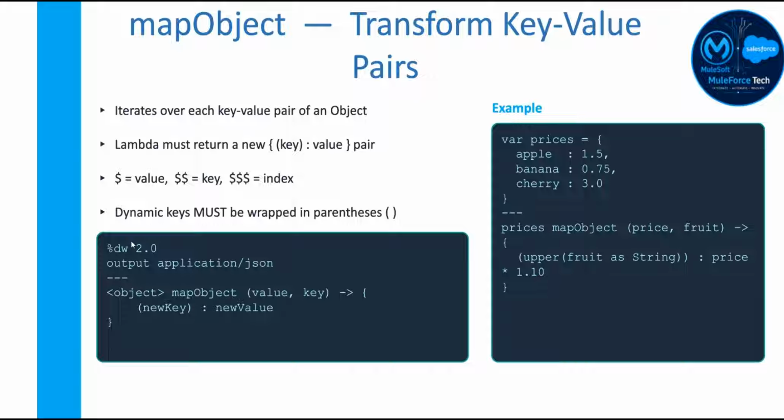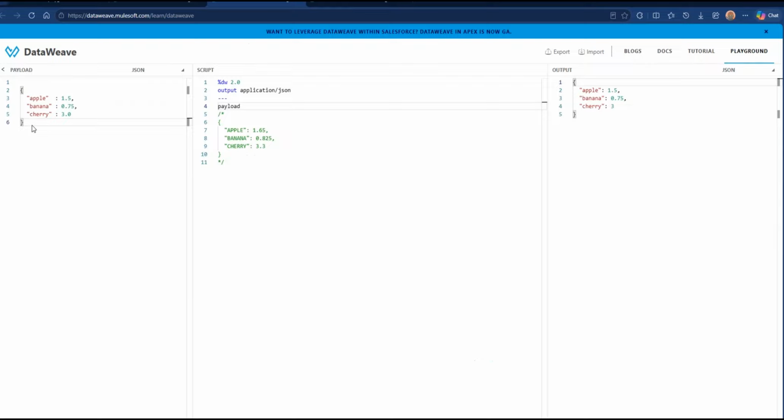Notice the parentheses around the key. Let me go to the DataWeave Playground to show how we write the script for mapObject for iterating on the key value pairs. Here this is an object with key value pairs. These are the fruit names, and these are the prices of the fruit. Here is our required output, where keys are in uppercase, and we have to add 10% to each price.